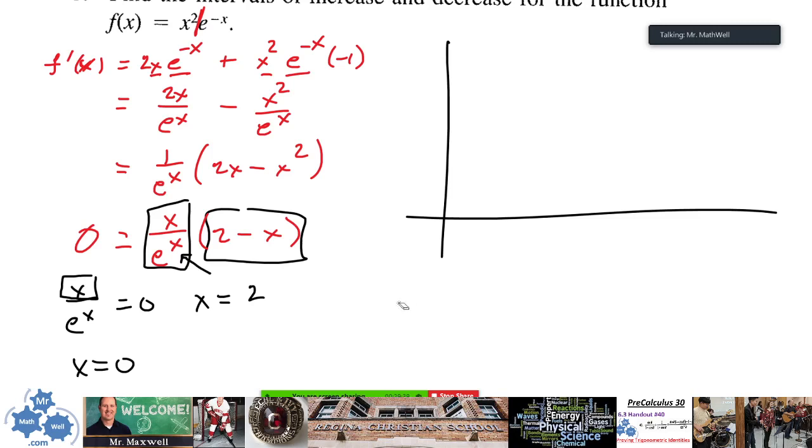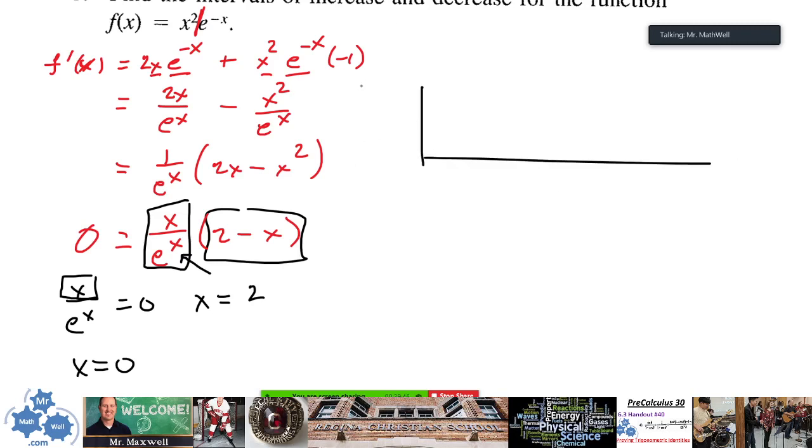No good. Okay. So this, I don't know why I drew that. That looks like a graph. It's not supposed to be a graph. It's just supposed to be one of those things.